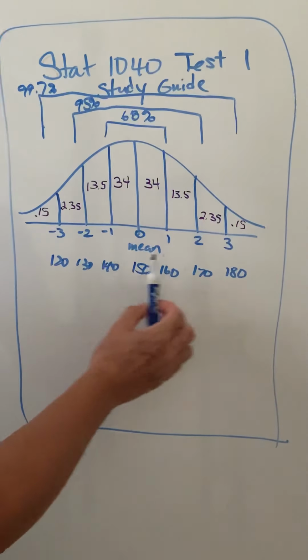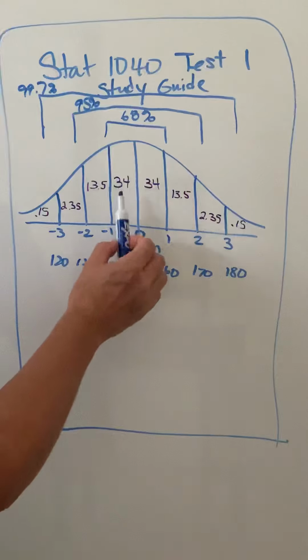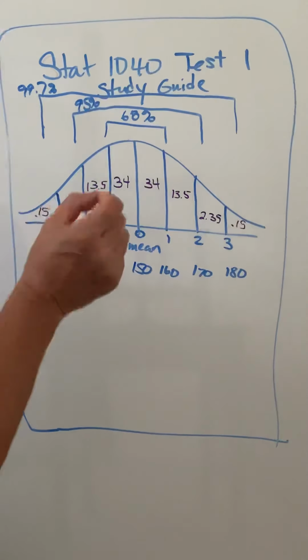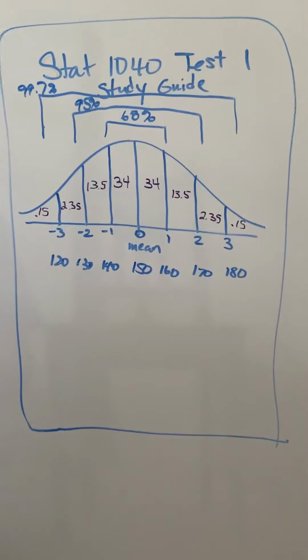How about from 140 to 180? You could just go 34, 34, 13 and a half, 2.35 and just add those up and get your percentage really fast. So I recommend that you learn how to make this. These numbers are given to you on your formula sheet, but they just say it in sentences. They don't give you the actual picture.